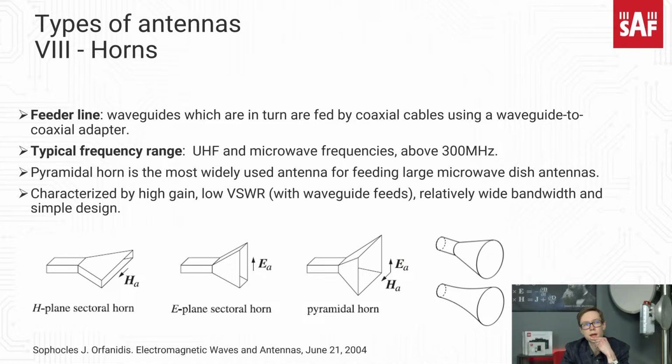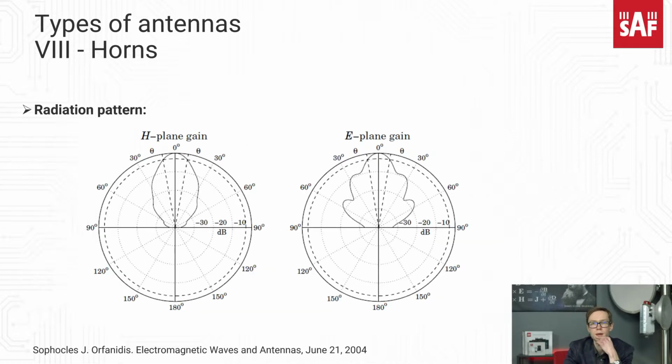This type of antenna can be characterized by high gain, low voltage standing wave ratio, and quite a wide bandwidth. And as I mentioned, the simple design and rigidity is one of the main advantages of this type of antenna. Here is how the radiation pattern looks like in both horizontal and elevation plane.